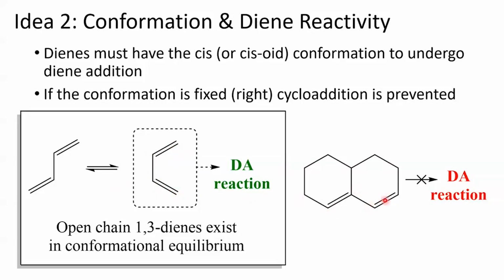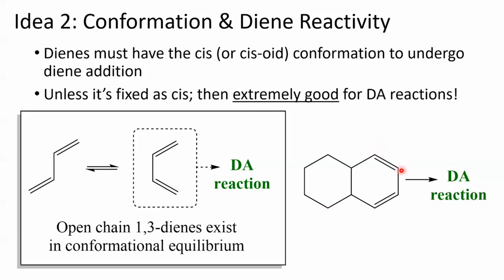If your 1,3-diene is locked in this open form conformation, it cannot undergo reaction in a Diels-Alder reaction, at least not in the diene role. It could theoretically react as an alkene, but the diene must adopt this cissoid arrangement of double bonds. Conversely, if you have a diene and it is locked in this cissoid conformation, that reagent is going to be extremely good for Diels-Alder reactions. It is locked in the conformation that promotes reactivity.